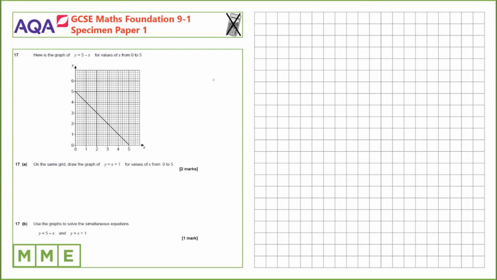Question 17. Here is the graph of y equals 5 minus x for values of x from 0 to 5. On the same grid, draw the graph of y equals x plus 1 for values of x from 0 to 5. First thing we need to do is to find 2 points, and then we can join those up to form our straight line. So if x equals 0, then our y value is 0 plus 1 from the equation here, which is 1. So we can plot the point 0, 1, which is there.